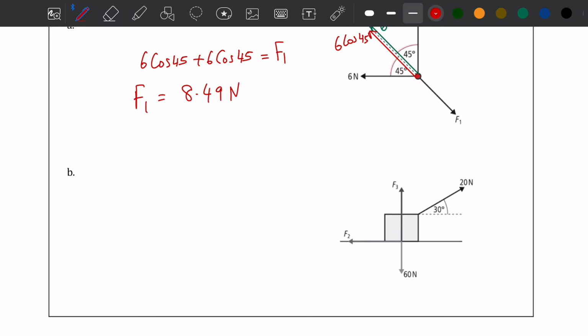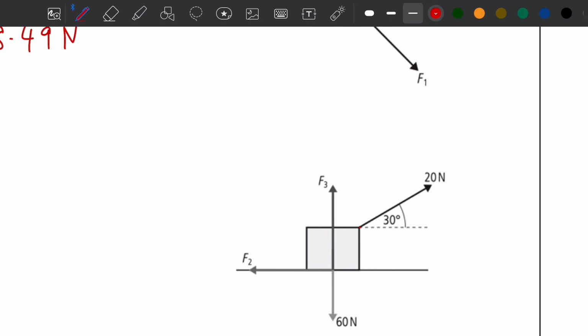Next, in the next problem, again we have got unknown forces F3 and F2. We want to calculate them, and there is another force, 20 Newton, which is making an angle. So we'll first find the components of this on the diagram itself. This is 20 cosine 30, since it is making the angle with the x-axis, and there will be 20 sine 30, the vertical component.